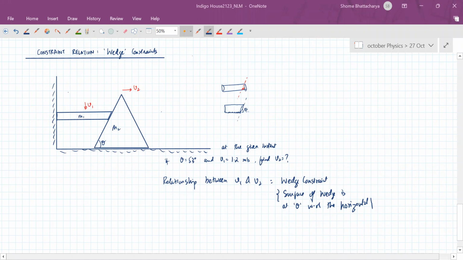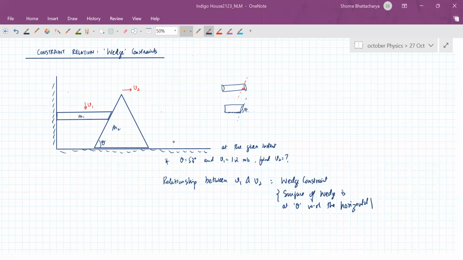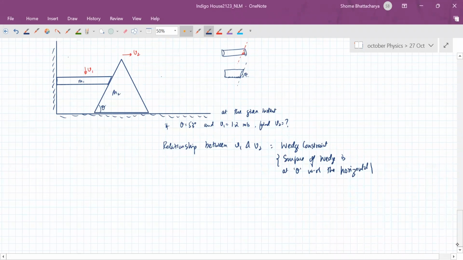The wedge is a triangular block, beta. Typically, a wedge is a large size object like that. Okay, so just a moment, the whiteboard, I'll be sharing it in a moment. Okay, so the wedge is M2 in this case, and the rod is M1.